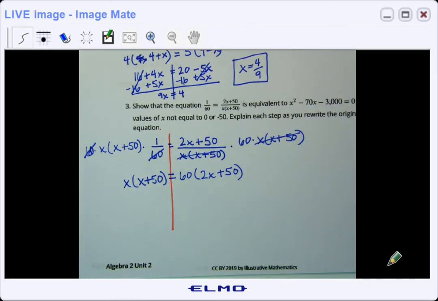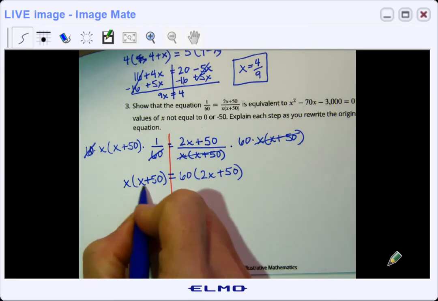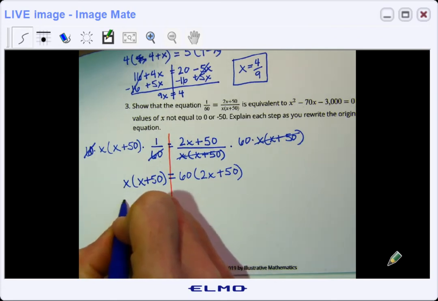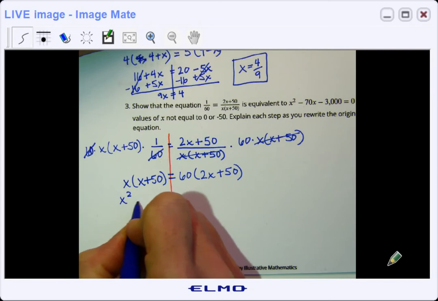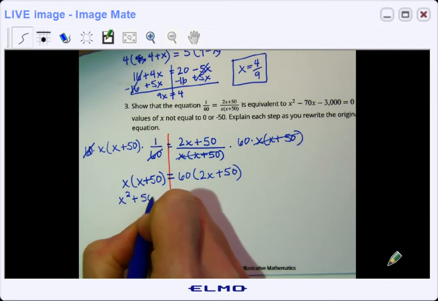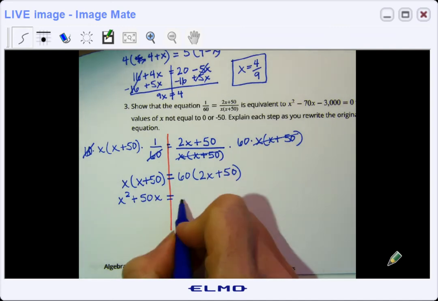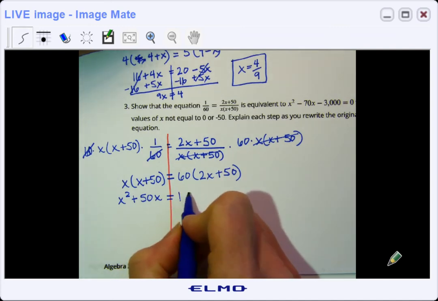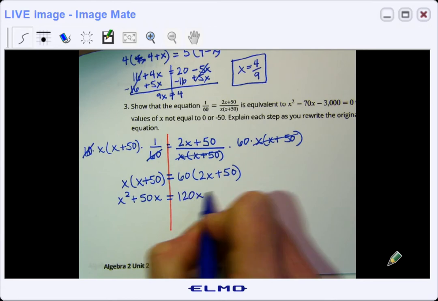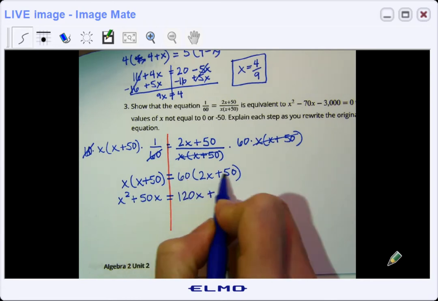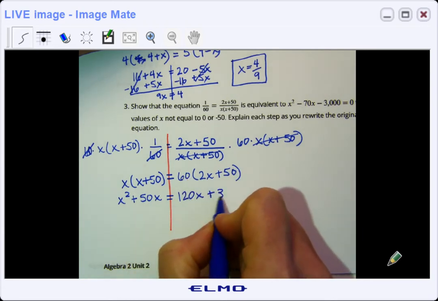Okay, so now I'll clean up both sides by distributing. This is x squared plus 50x. 60 times 2x is 120x, and 60 times 50 is 3,000.